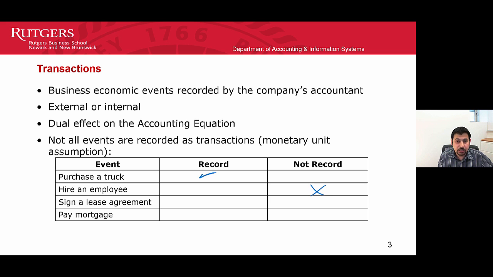Like we mentioned before, hiring the employee does not change the financial position of the company. It's when we start paying the employee that this will change. But the actual hiring, the event of hiring an employee, is not recorded. When we sign a lease agreement with a landlord, for example, again, the same thing. We do not record that one. Now, when we start paying mortgage, yes, that one is to be recorded because it will have an effect on the accounts.